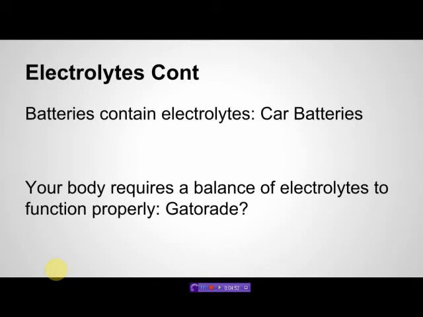Another place you probably have heard of electrolytes, your body requires a proper balance of electrolytes in order to function properly. An example of this is Gatorade. Gatorade's high in electrolytes like potassium ions, sodium ions, maybe chloride ions. That's very important in making your muscles function right. So electrolytes, very important, conduct electricity well.